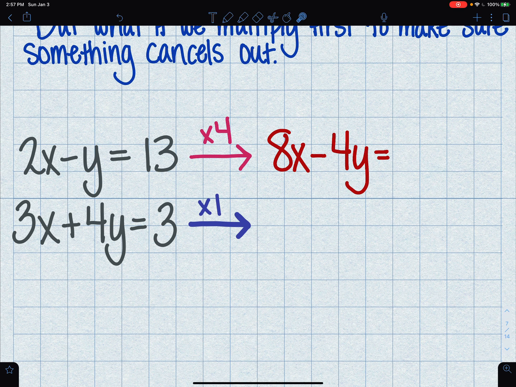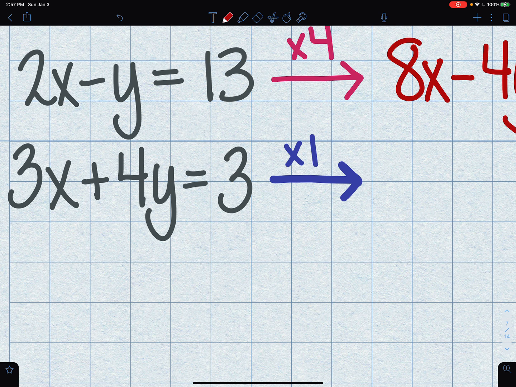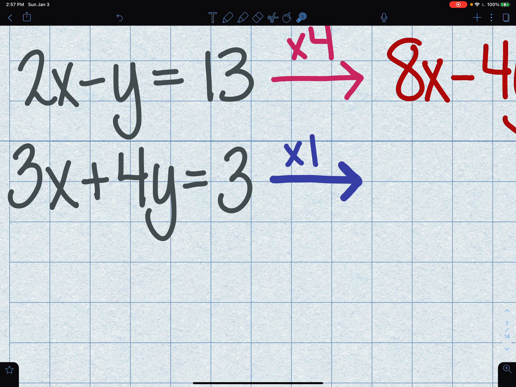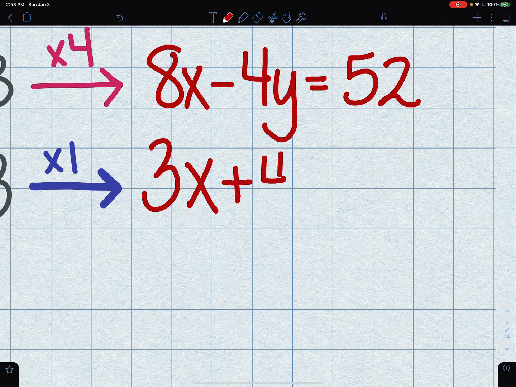Is equal to, and then we have to do 13 times 4, which, get your calculator out, is 52. Now the bottom one, I don't need to multiply by anything to get the y's to cancel out because this is already 4y. If I multiplied the top by 4, I get negative 4y, so they're going to cancel out. So it's kind of like you multiplied it by 1, which is fine. It just ends up being exactly the same. So it's a little silly, but let's write it exactly the same. 3x plus 4y is equal to 3.